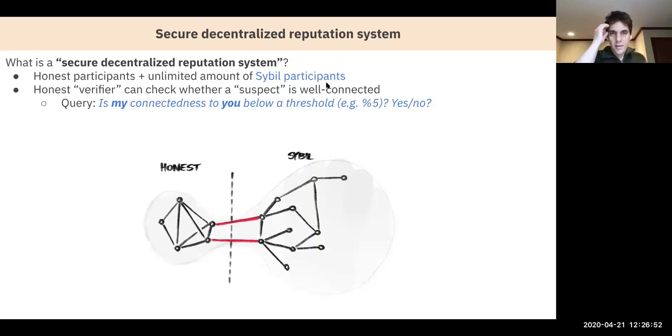And the problem that secure decentralized reputation systems are trying to solve is to be able to ask the question: if I'm an honest node and I want to check if another node is Sybil, really I want to check whether I'm separated from them with a small bottleneck. So the presumption is that a Sybil party would not be able to have a large number of edges to an honest community. And therefore, we want to be able to check for this, which is exactly what a reputation query is for.